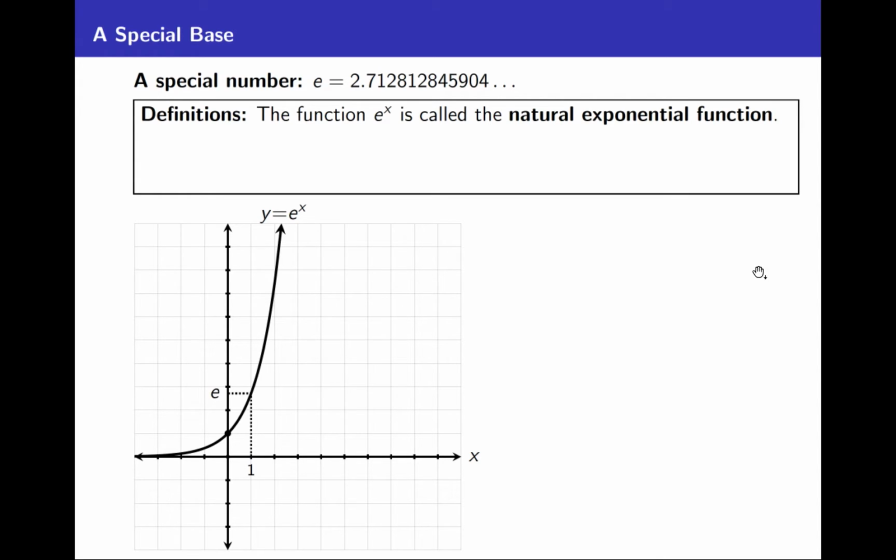So for instance, if you plug in 1, you get y equals e to the 1, and that's just e. It's about 2.7 right there. If you plug in 2, that's going to be e to the power of 2. E squared is 7 point something, somewhere in there, and so on.